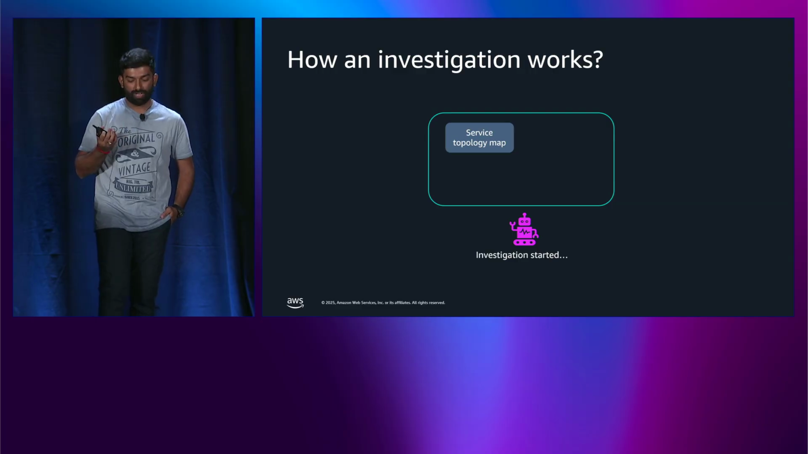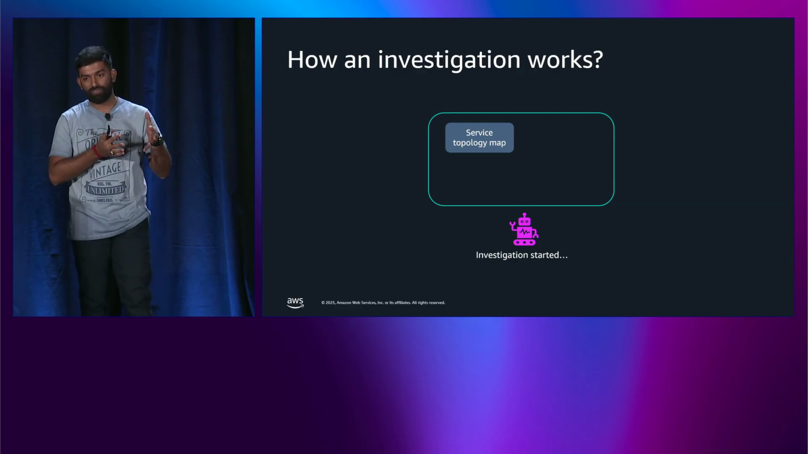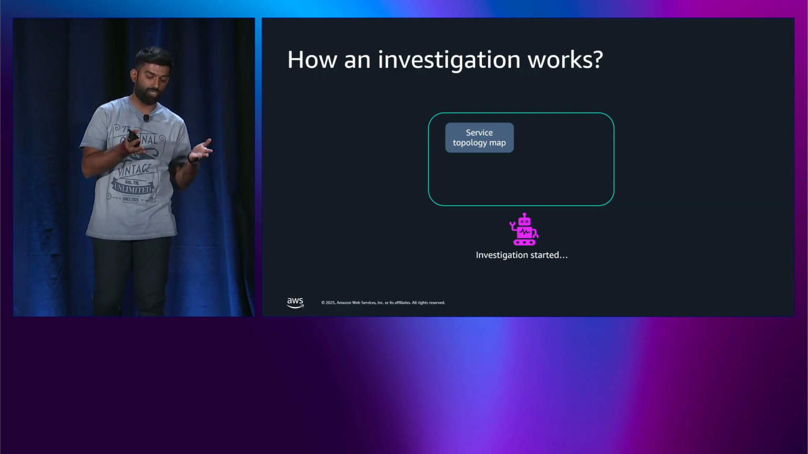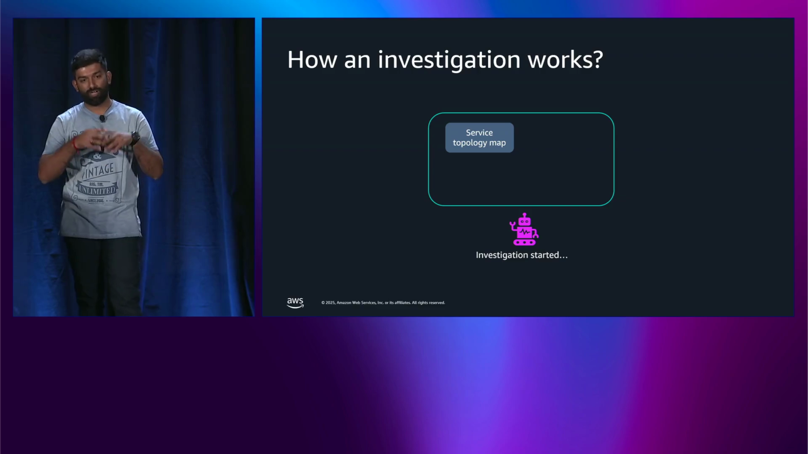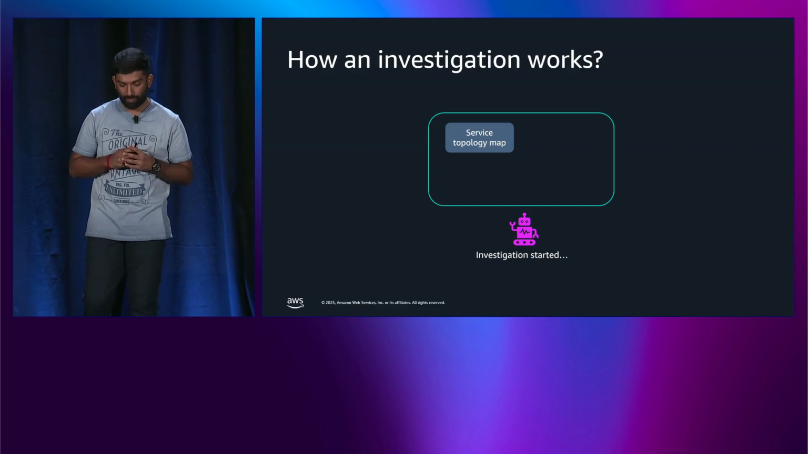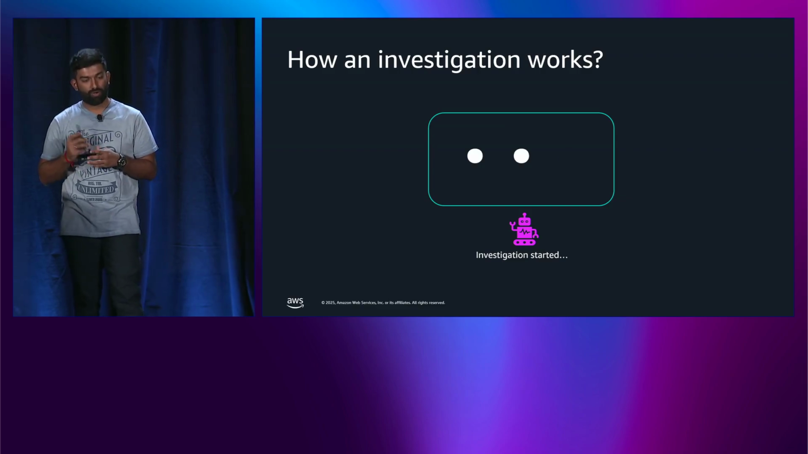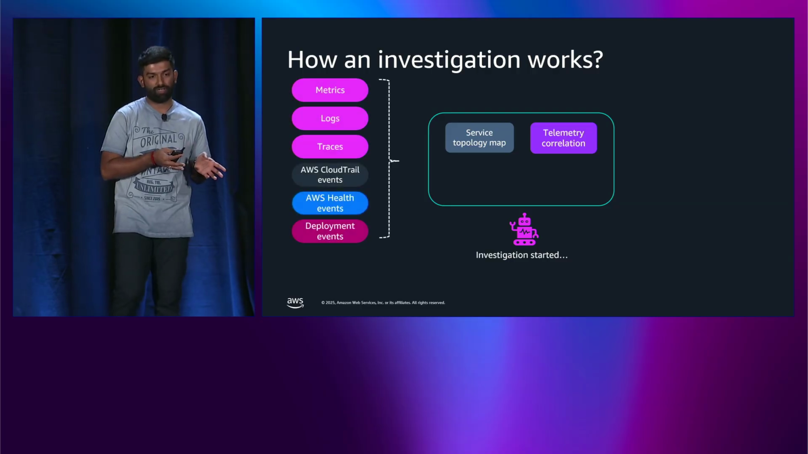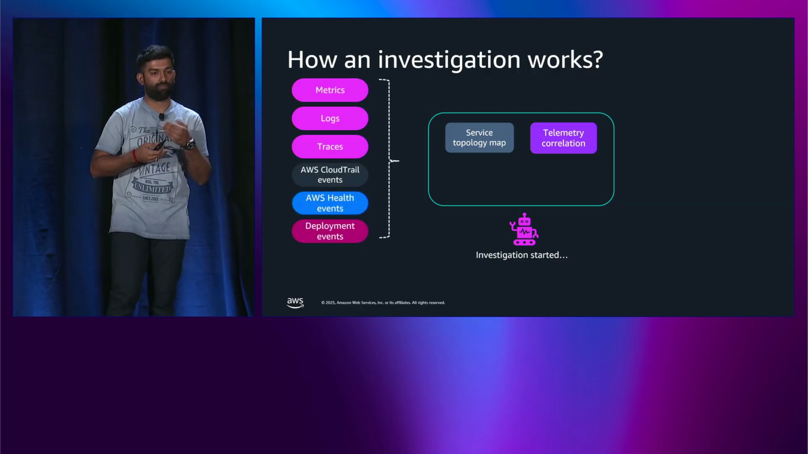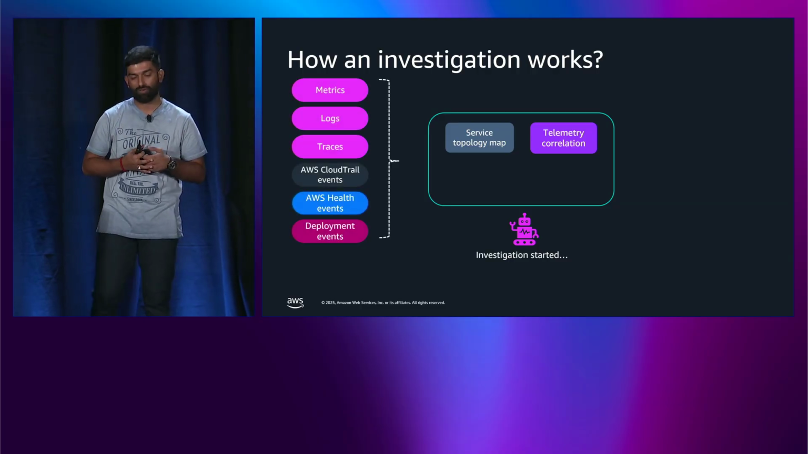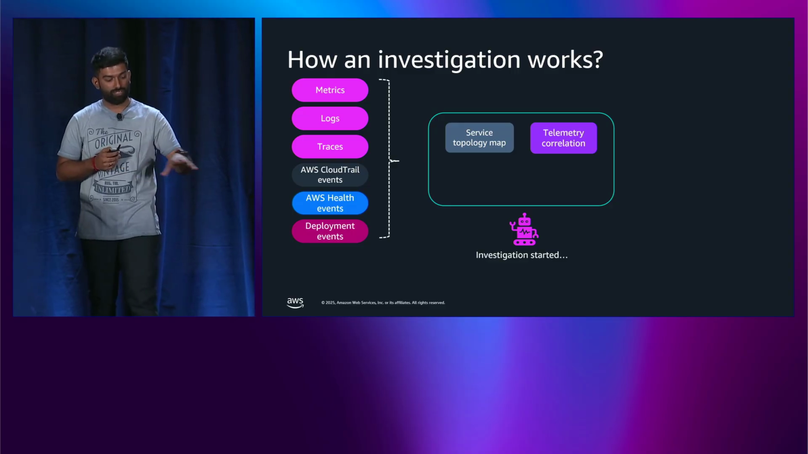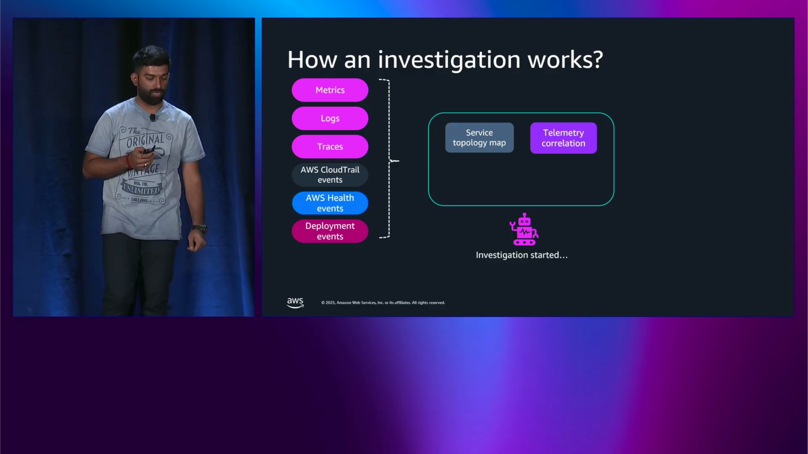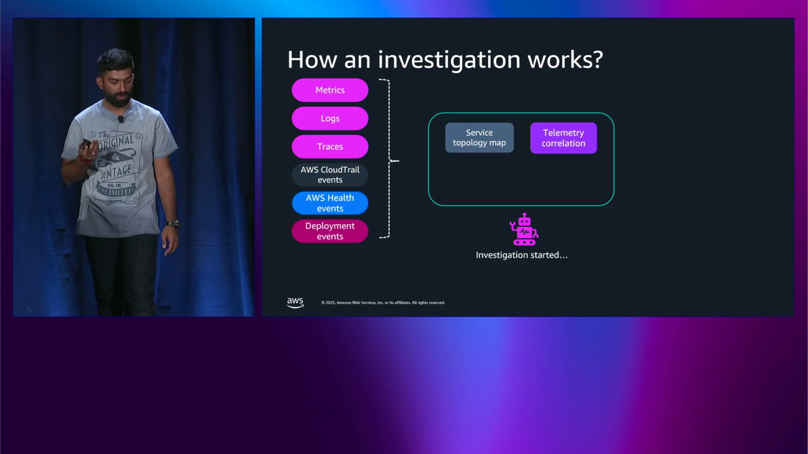So what I mean by that is that whatever services are related to this particular issue or investigation, it will try to build a map and see how they are interconnected. Next, it will then go and try to correlate all the telemetry data for all the services. It can be your applications, your services, or your AWS services.